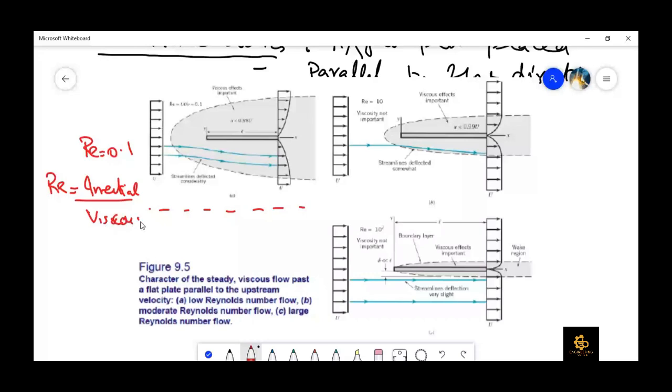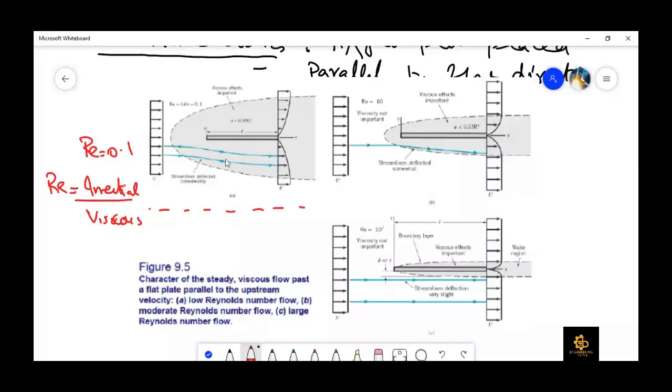Now you can see that if the Reynolds number is 0.1, it means that the viscous forces are quite significant as compared to inertial forces. The viscous forces would be 10 times more than inertial forces. So this gray region, which is shown by the gray shaded region, shows us the area in which viscous effects are dominant. So we can see a larger area around this flat plate that has strong viscous effects, right?